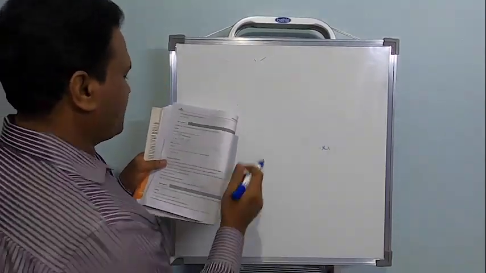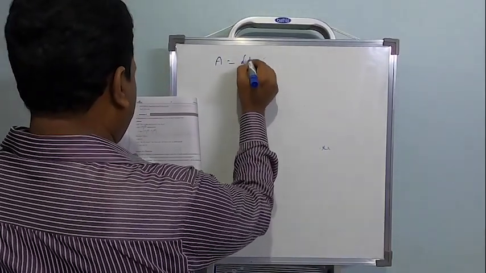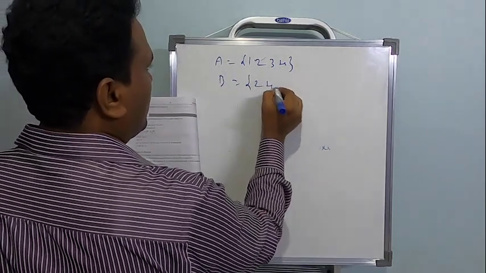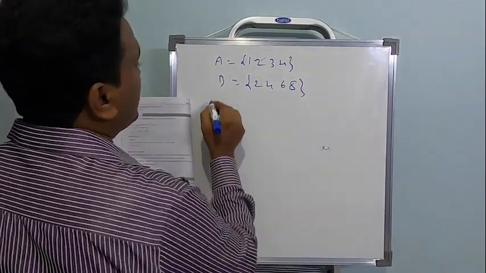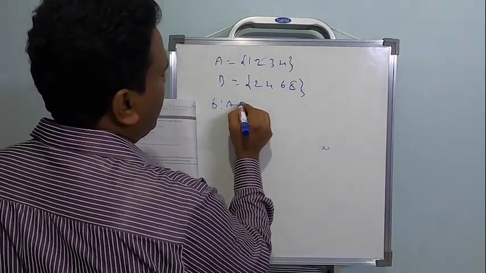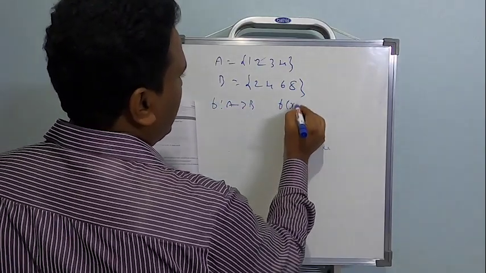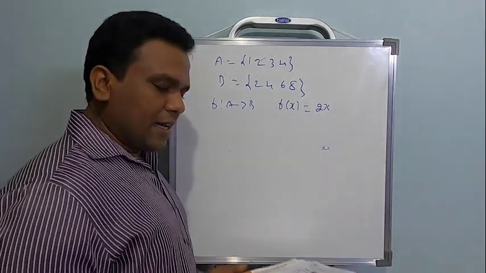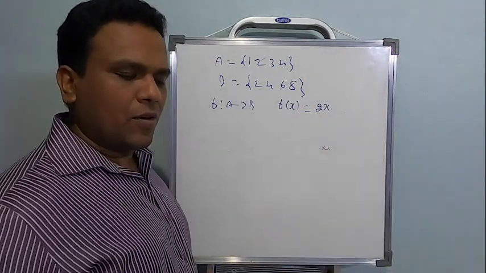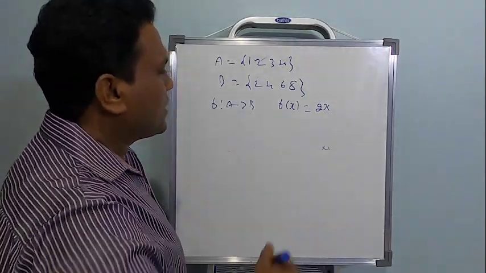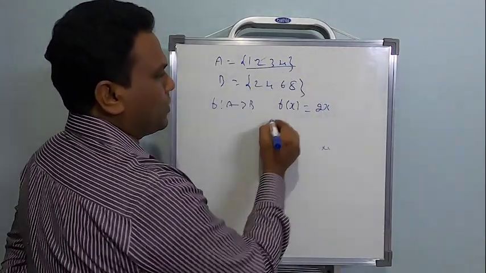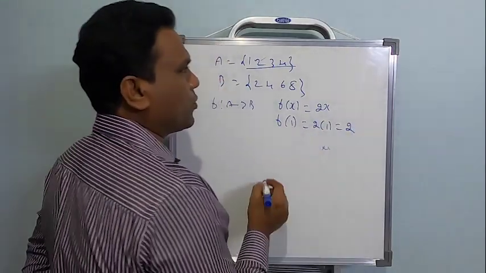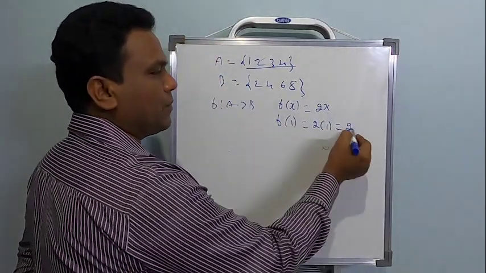Example 1 is given as, set A is given as 1, 2, 3, 4. Set B is given as 2, 4, 6, 8. Right. So a function from set A to set B is defined as f of x equal to 2x. Then they said to write f and f inverse as a set of ordered pairs. So the first thing, let me find out for this. f of 1 will be 2 into 1, which is equal to 2. That means image of 1 will be 2.